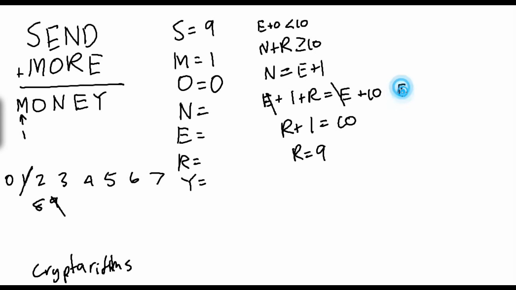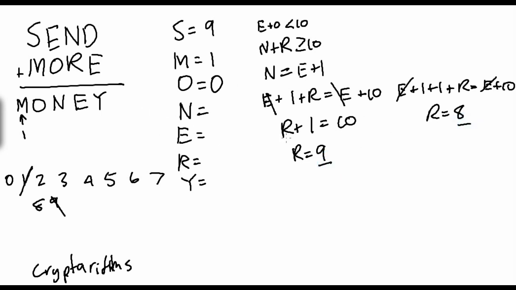So let's put that over here. E plus 1 plus 1 plus R equals E plus 10, and you cross them out, and then R would equal 8. And again, we add the extra 1 because D plus E can be greater than 10. If they're greater than 10, you have to carry a 1 over. So R can equal 9 or R can equal 8.